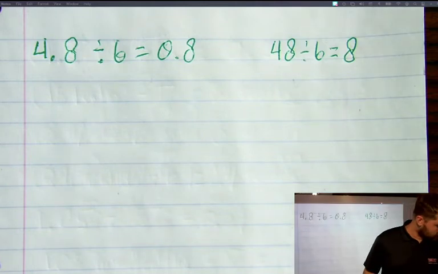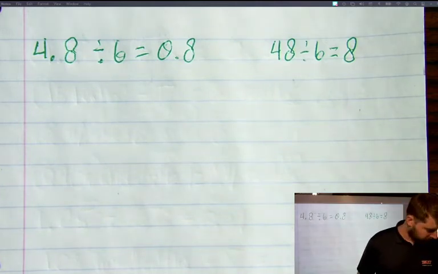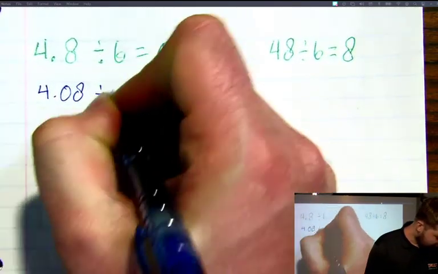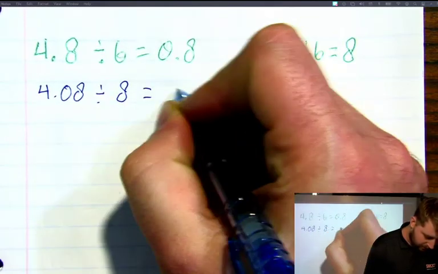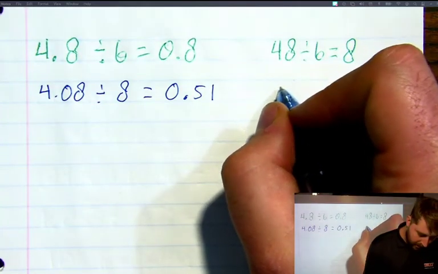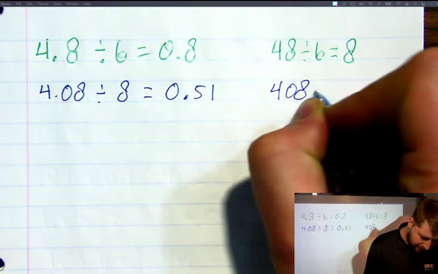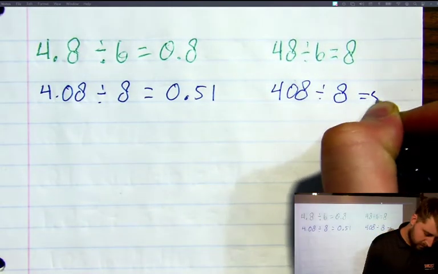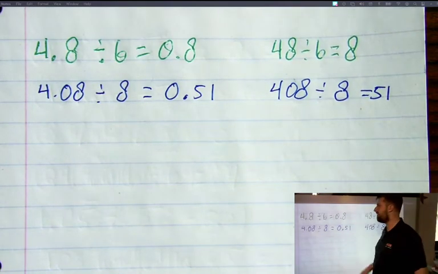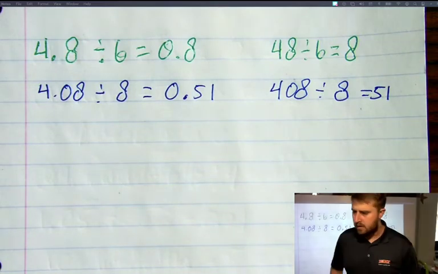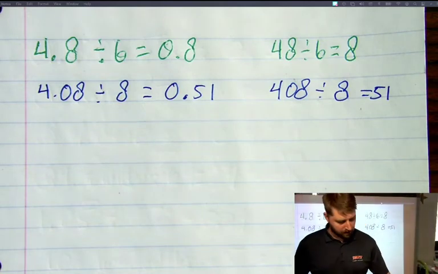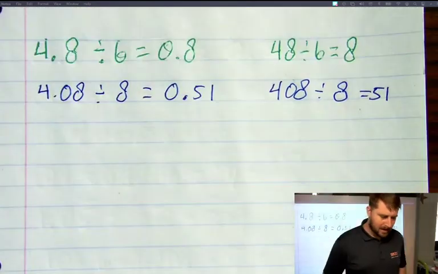Let's take a look at this problem. 4 and 8/100 divided by 8 equals 51/100. And 408 divided by 8 equals 51. So I'm noticing the same two things in these problems, but I want you to think about them first before I talk about them. So let's think for about 20 seconds. What is similar and what is different about these two problems here? And how do they relate to the two problems up top?